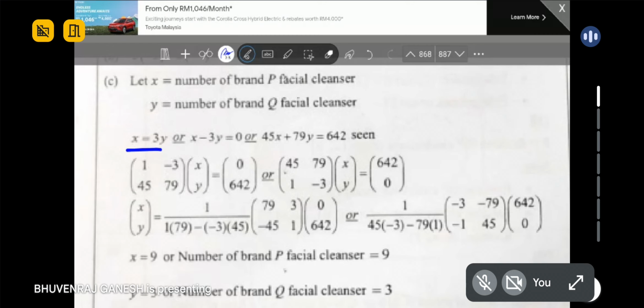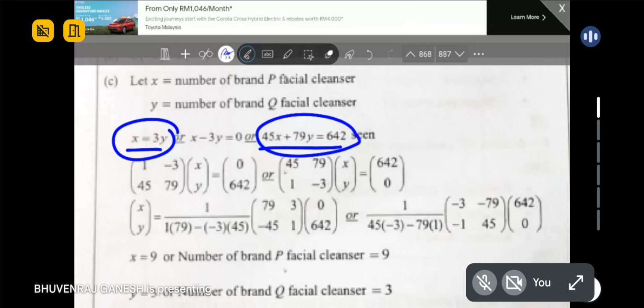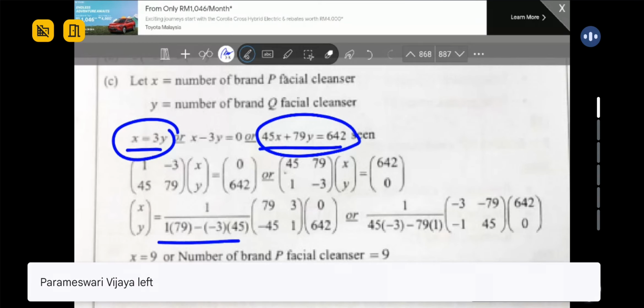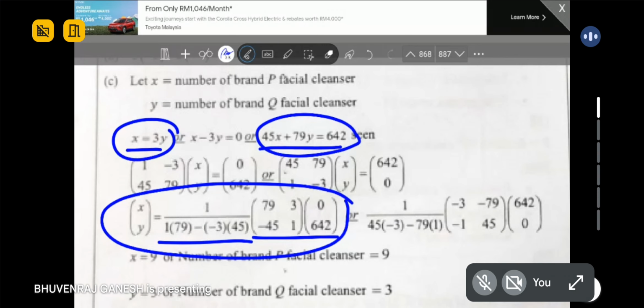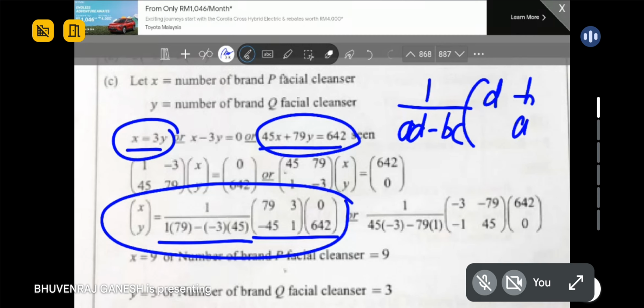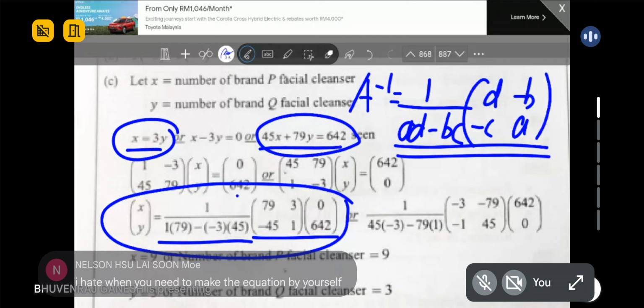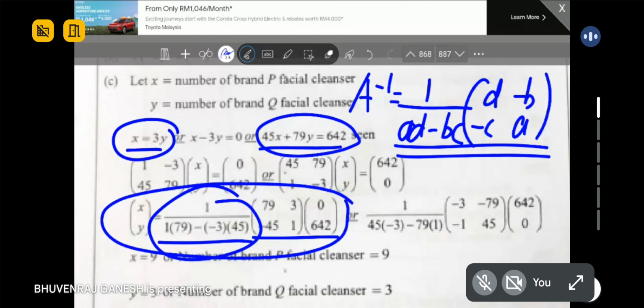So these are the two equations actually. Based on the question, you will get these two equations. Inilah persamaan dia. So you guys just convert to matrix form, and then you must solve simultaneous using matrix. Guna kaedah matrix. You guys understand, right? How to solve simultaneous using matrix. So inilah konsep dia. 1 over AD minus BC, D, A, negative B, negative C. This is the formula, guys, for inverse matrix. Matrix songsang, rumus dia. So they actually just apply the formula lah, guna rumus dia.